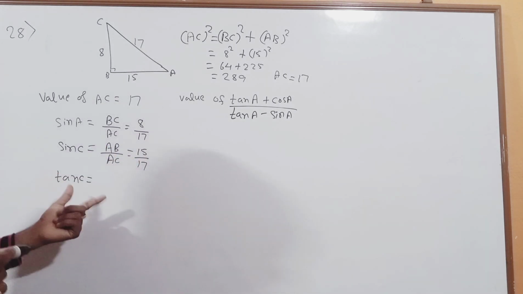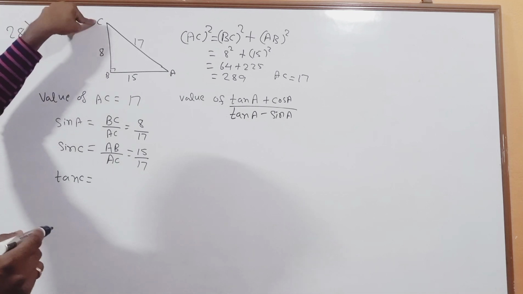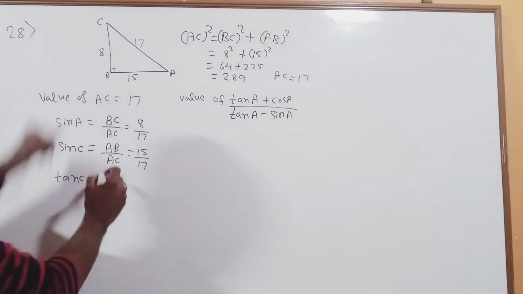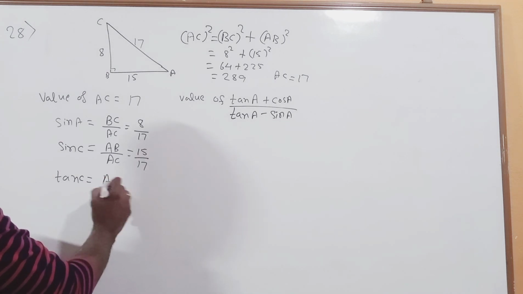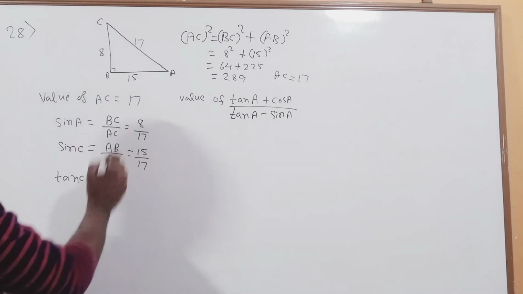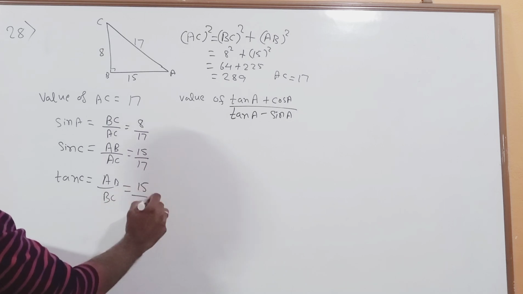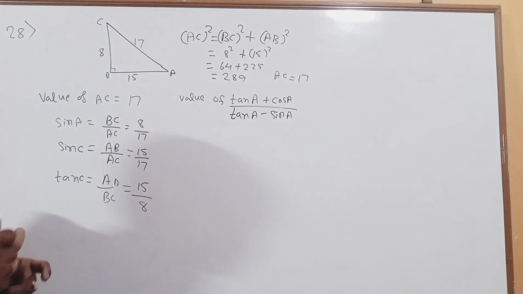Again they are asking tan C. Tan C means this C is here. Tan is opposite by adjacent. So opposite is AB and adjacent to the angle C is BC. So AB is 15 divided by BC is 8. So this is how we find the value.